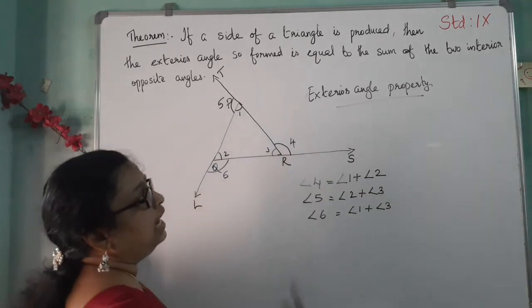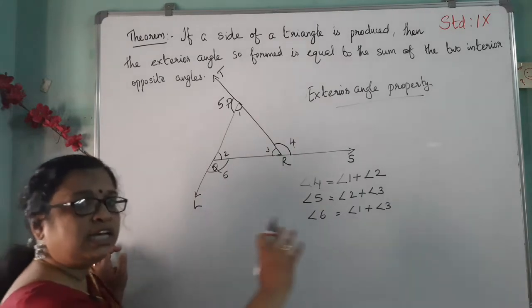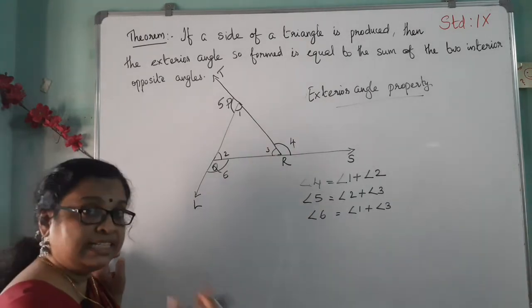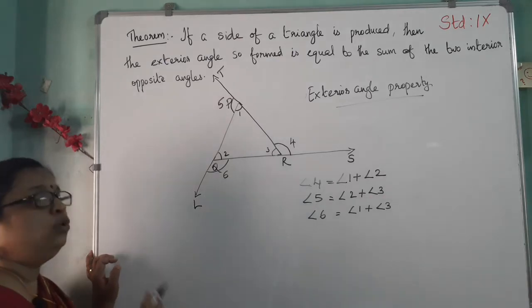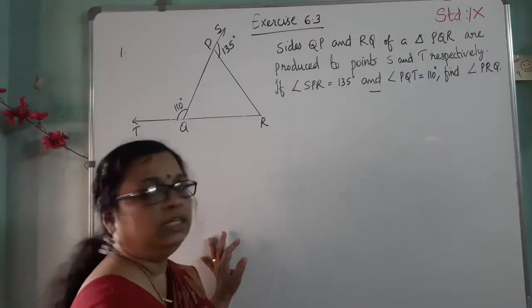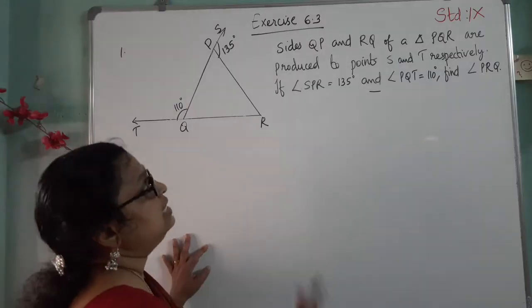Now we studied angle sum property, that is the sum of the angles of a triangle is 180 degree. And now exterior angle property, that is if one side of a triangle is produced, then the exterior angle formed is equal to the sum of the interior opposite angles. Okay. Next we will do the exercise 6.3.